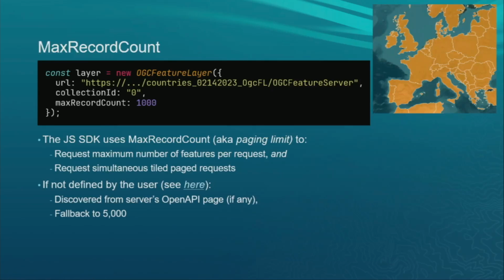MaxRecordCount is a new property we added. It basically represents the paging limit. This is the maximum number of features that we can request from the server. Unfortunately, the specification is not very clear about how it advertises this amount, so we do our best to determine what it could be. We have a fallback value of 5,000 features, but we give the option to the developer, you guys, to explicitly say what the paging limit is by using the MaxRecordCount. For example, in this case, I'm saying the paging limit is 1,000. So when the layer is drawing, it only requests the first 1,000 features.